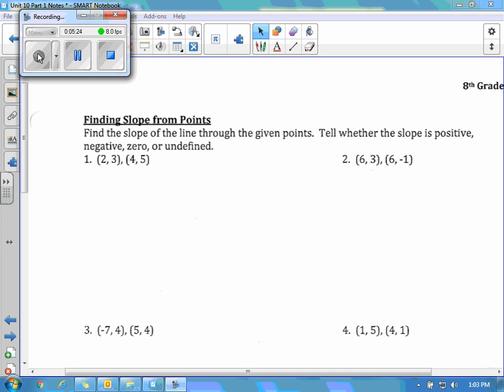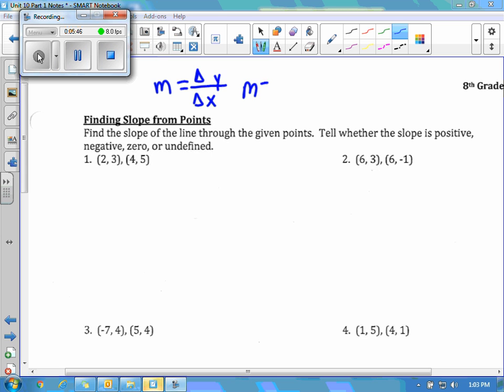The next thing we're going to do is look at how to find the slope when you're given 2 points. And to do this, we need to have a formula. So remember that m equals slope. We're doing the rise over the run, which is the change in y over the change in x. This triangle, or delta, means change. So that means we're going to do y2 minus y1 over x2 minus x1.